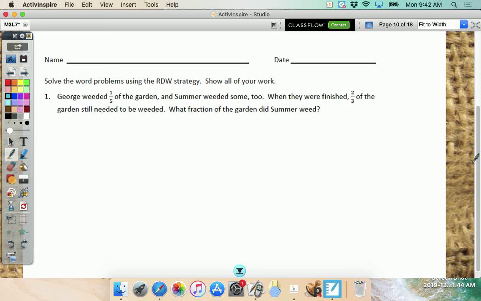Okay, George weeded 1/5 of the garden. That's kind of like mowing a lawn, isn't it? And Summer weeded some too. When they were finished, 2/3 of the garden still needed to be weeded. What fraction of the garden did Summer weed?